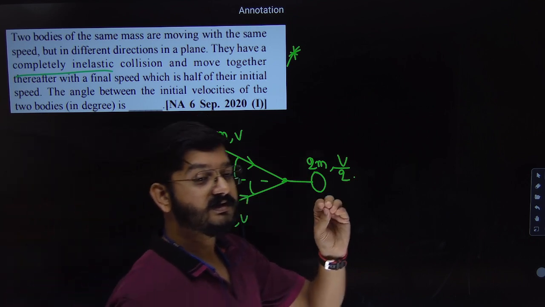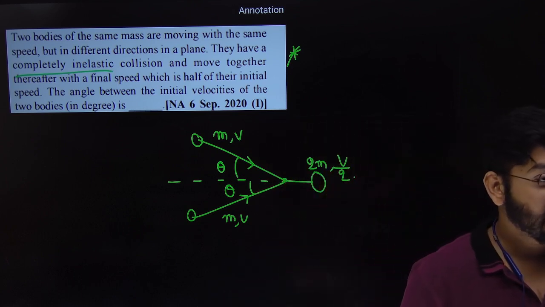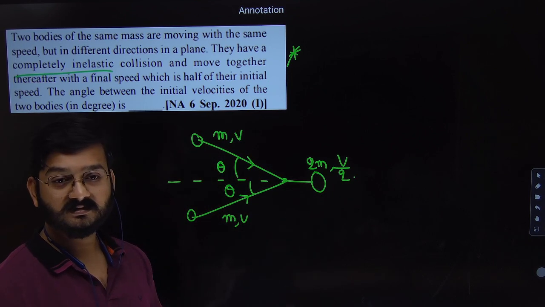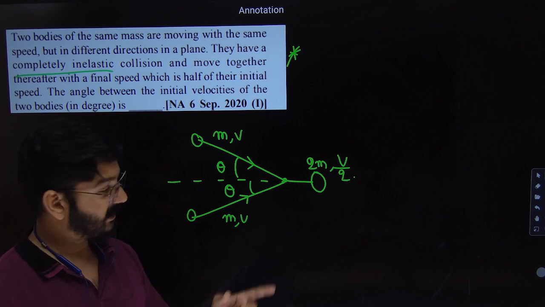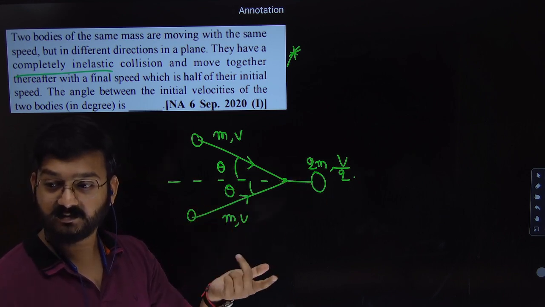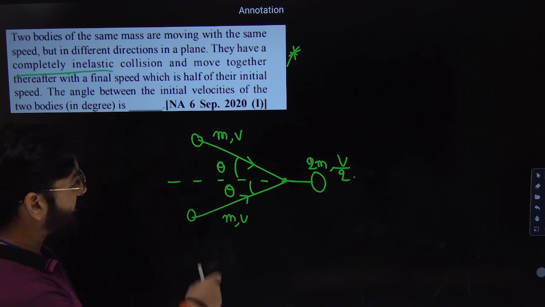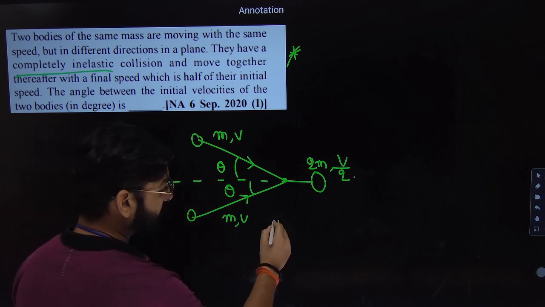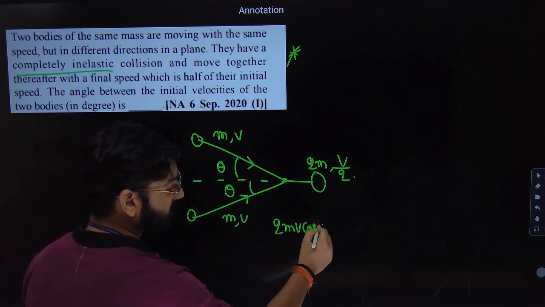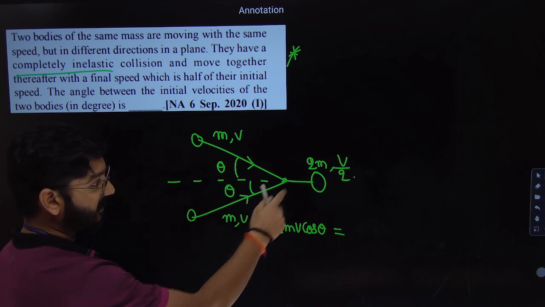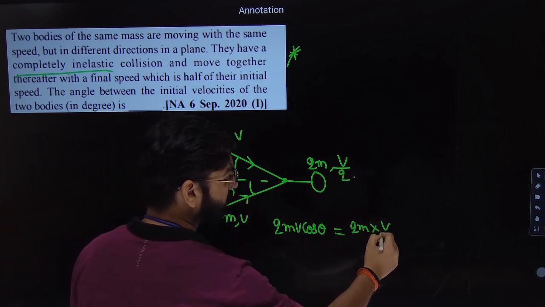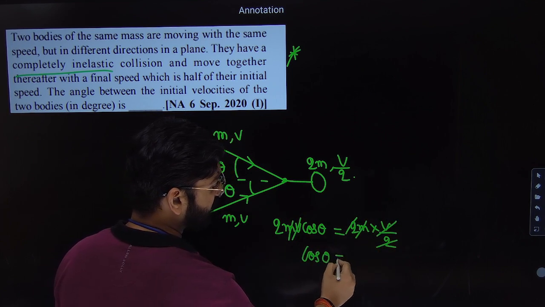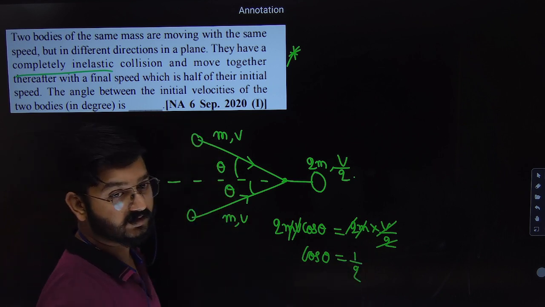Now, whatever is the nature of collision, linear momentum is always conserved. I told the statement. So finally, it is moving in which direction? X. Correct. So final momentum is in X direction. I will find initial momentum also in X direction. So what will be the component? mv cos theta, mv cos theta. So what is the initial momentum? 2mv cos theta. Any problem? What is the final momentum? 2m into v by 2. 2 gets cancelled, v gets cancelled. Cos theta is how much? 1 by 2. So this is 60, 60, 120.